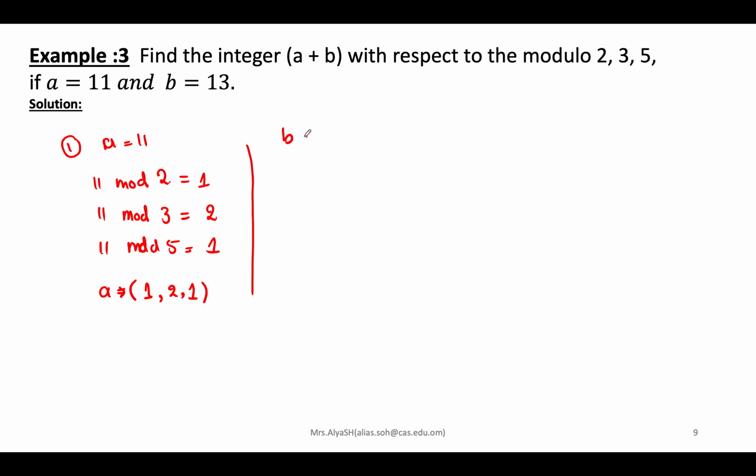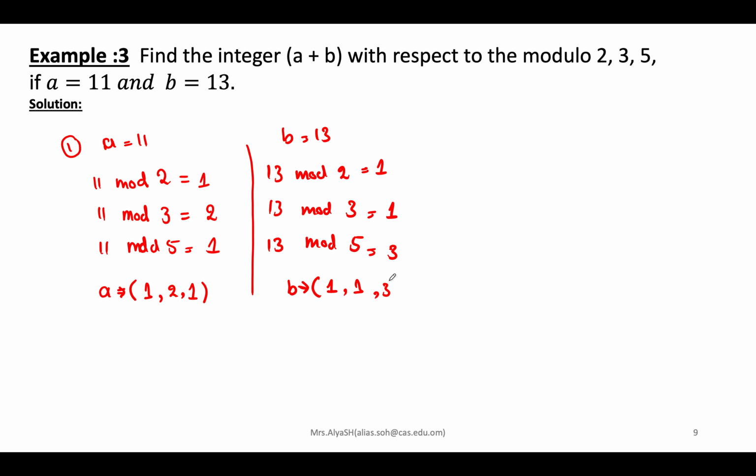For b, when b is equal to 13, then we need to find when I divided 13 by 2, how much I got as a remainder, 13 mod 3 and 13 mod 5. So when we divided 13 by 2, then I got as a remainder 1. 13 by 3 we got the remainder 1, and 13 by 5 we got the remainder 3. So here is the modular representation of b, and it is 1, 1, 3.